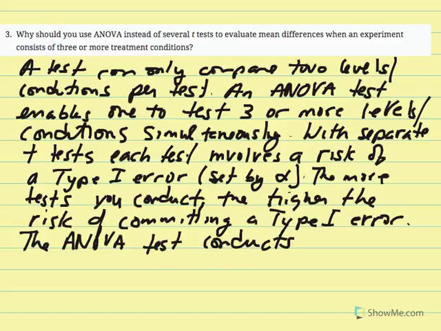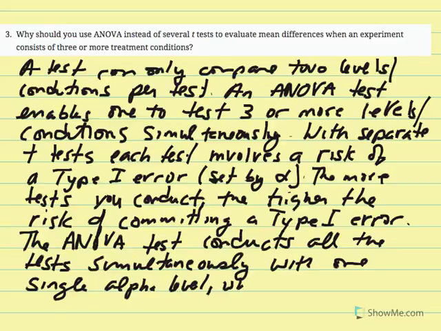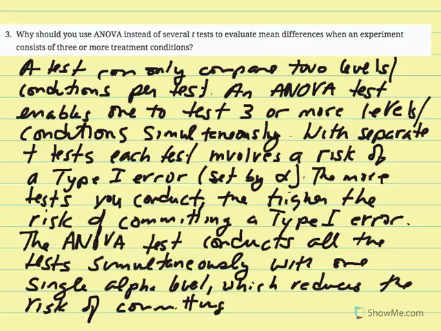Again, the ANOVA conducts all the tests simultaneously, with one single alpha level, which reduces the risk of committing a type 1. So again, we can compare three different conditions, levels, four, five, six, all within one test with one set alpha level. 0.05, 0.01, whatever it may be.